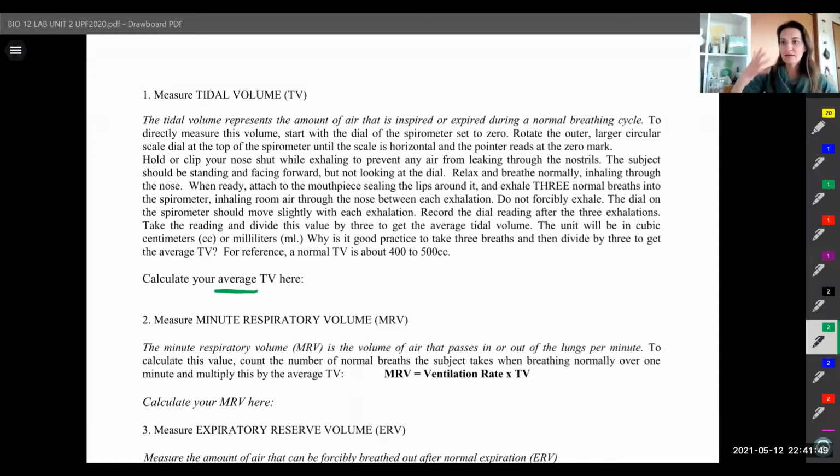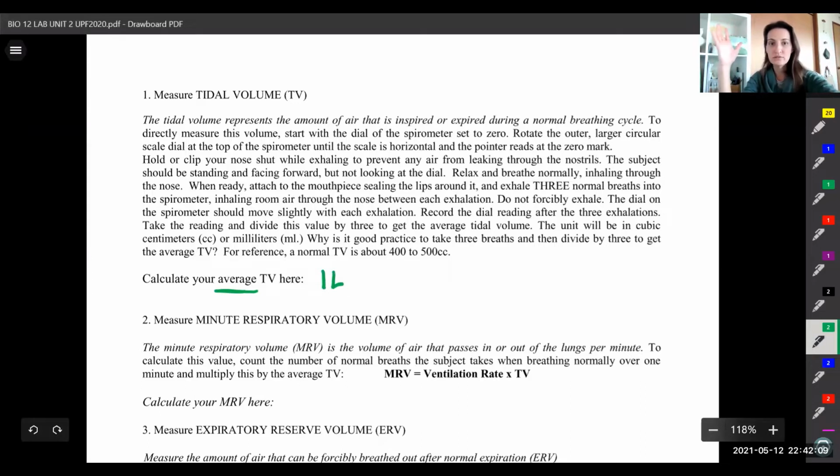And so the idea here is we would exhale 3 times in a row into the spirometer hose. And then we would take that total reading that we get after those 3 exhalations, looking at the dial. And so I did this, for instance, and I got 1 liter total across 3 readings.